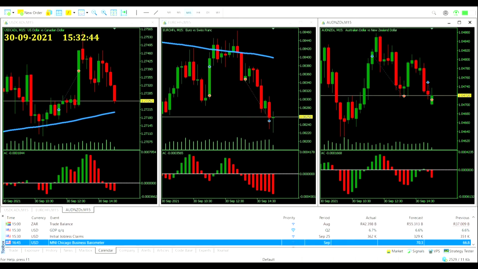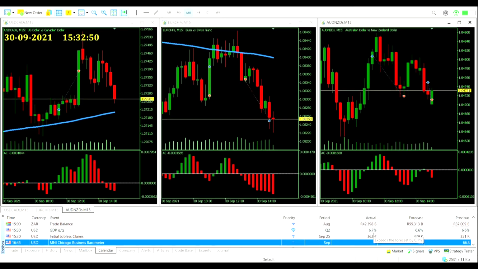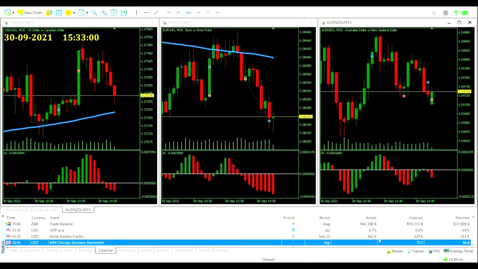And the US numbers coming through pretty sharp there. GDP quarterly, the tiniest possible beat for them, 6.7 actual against that 6.6% forecast, and the weekly initial jobless claims 362,000 against the forecast of 329,000, around about a 10% miss there. Not ideal, but certainly could have been worse.